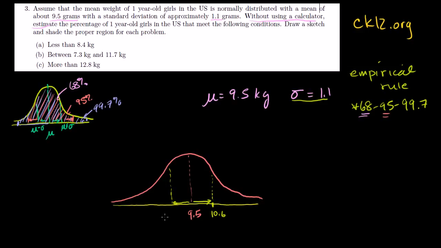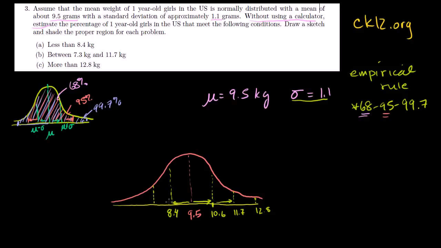And so that would be what? 8.4. If we go 2 standard deviations above the mean, we would add another standard deviation here. Right? We went 1 standard deviation, 2 standard deviations. That would get us to 11.7. And if we were to go 3 standard deviations, we'd add 1.1 again. That would get us to 12.8. Doing it on the other side, 1 standard deviation below the mean is 8.4.